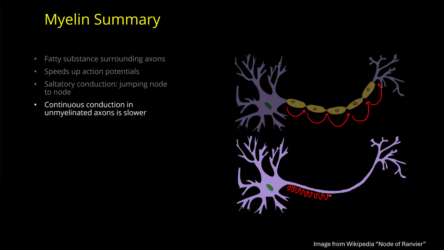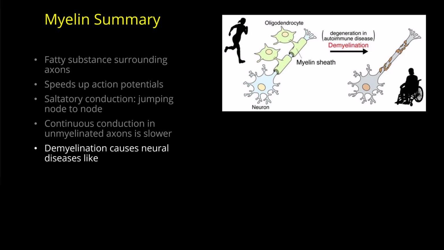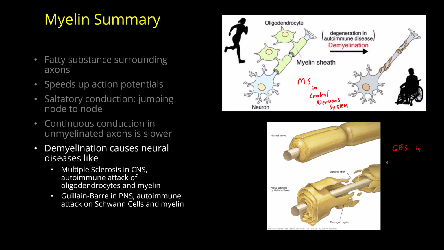Unmyelinated axons propagate an action potential more slowly by a process called continuous conduction. When myelination is disrupted, action potentials travel more slowly, and the axons can degenerate. This leads to diseases like multiple sclerosis and Guillain-Barré syndrome.